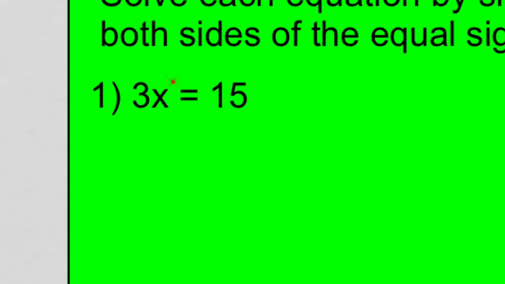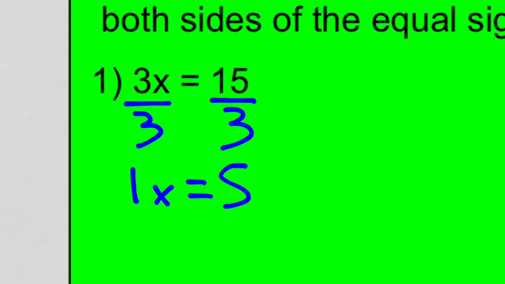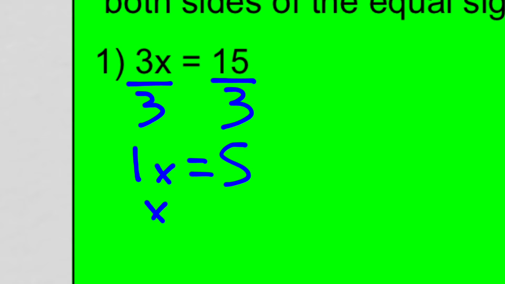So since this is multiply by 3, to solve it, we're going to divide by 3. And we're going to show that division by making a fraction. And if we do that to one side of the equal sign, we have to do it to the other side. Now 3 divided by 3 gives 1x, and 15 divided by 3 gives 5. And 1x is the same as just saying x equals 5, which is exactly what we want to show.